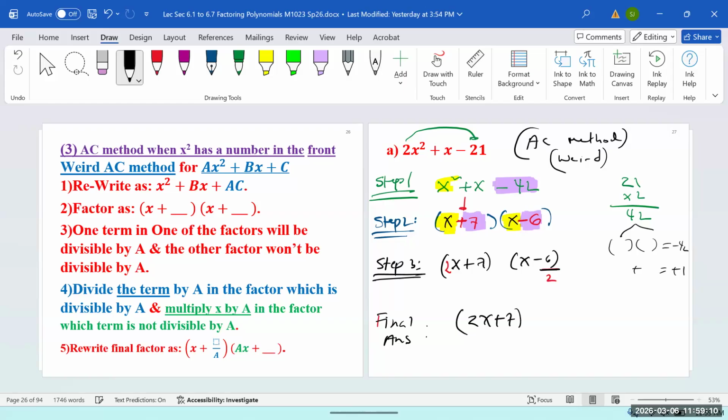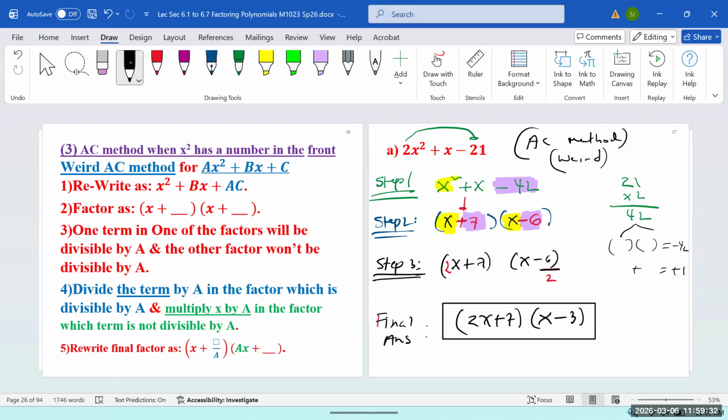2x plus 7. And what's the second factor? If we divide 6 by 2, what do you get? Negative 3. And ta-da, we are done. In order to check whether they're correct or not, you can always distribute and see if you get the original thing back.